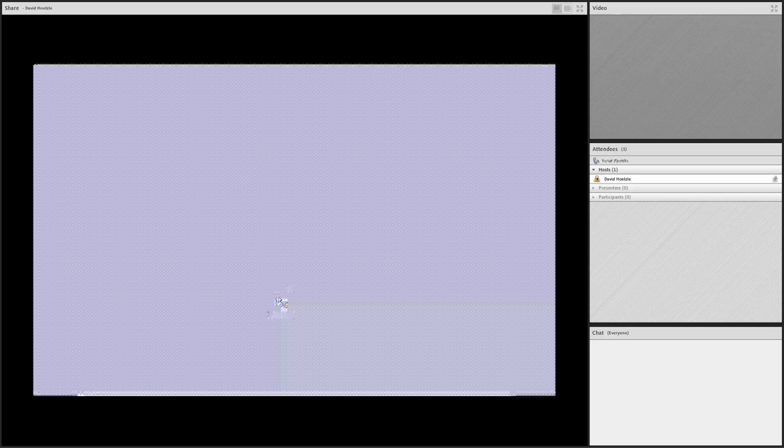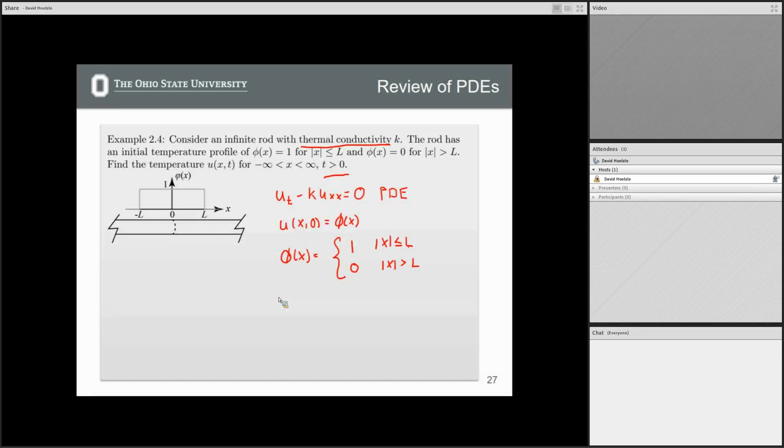Okay. So we started this example here, and this is the most basic PDE you can come up with. If you take a graduate class in PDEs, you'll be solving equations like this within just a few weeks. This will be the first thing you would ever see, so we're going to start here as well. Consider an infinite rod with thermal conductivity K. The rod has an initial temperature profile, which is given here.